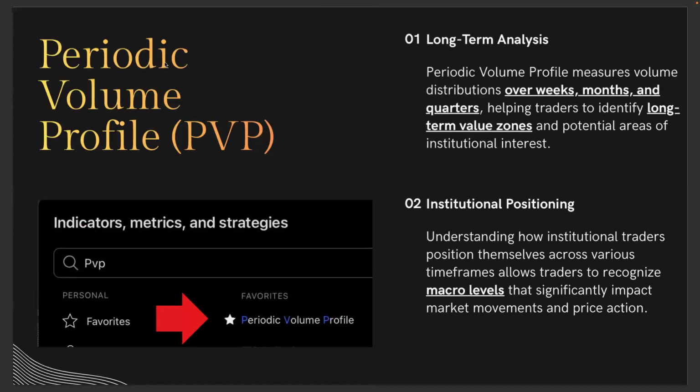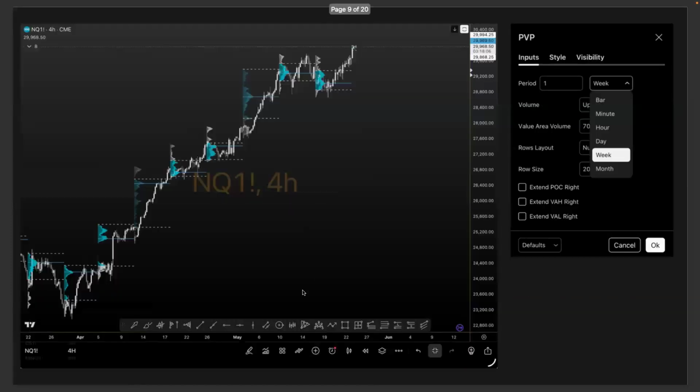Then we have periodic volume profile, PVP. That one measures the volume distribution over weeks, months, and quarters, helping traders to identify long-term value zones. This one I use, for example, weekly. These are my settings. So I have period of one and then marked week.